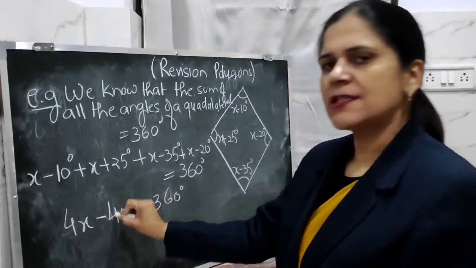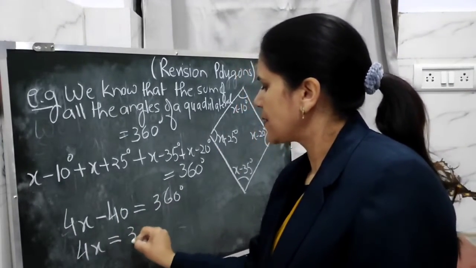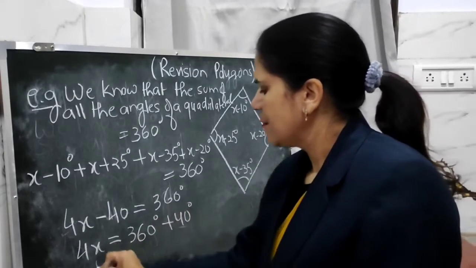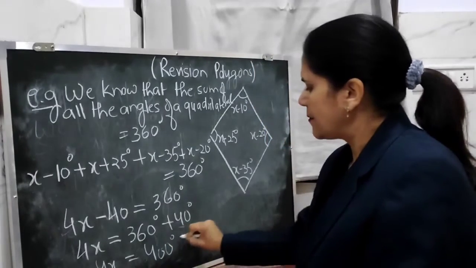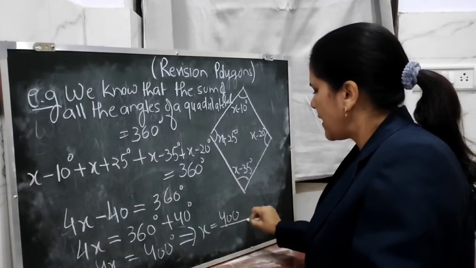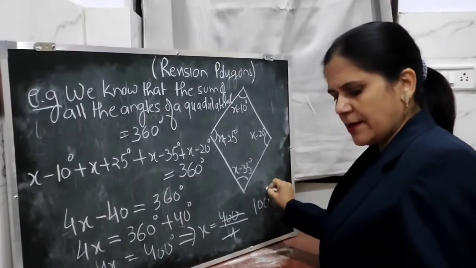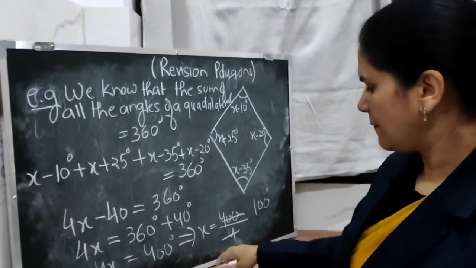is equal to 360. Now take this 40 to the right hand side, it will become positive. 4x is equal to 360 plus 40. That means 4x is equal to 400 degree. That means the value of x will be equal to 400 divided by 4, and the answer comes equal to 100 degree. So these are the questions which are based on the figure.